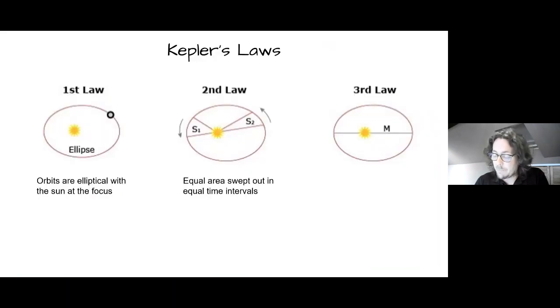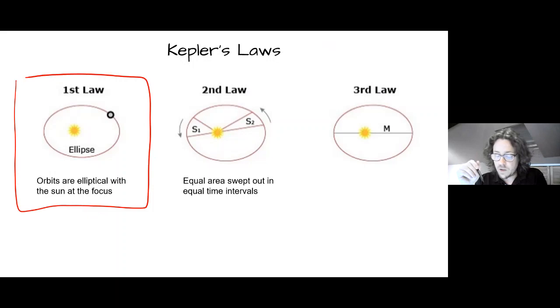So Kepler then, skipping straight to him, he came up with 3 laws which you need to be aware of for your A-level. The first one, very simple law here, and that is that orbits aren't necessarily circular. They can be, but they're more likely and more often than not are elliptical, with the sun at the focus. And the focus means it's sort of like the point at which the ellipse orbits about, really.